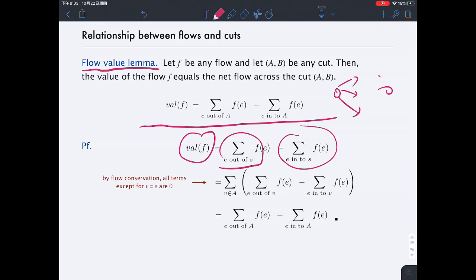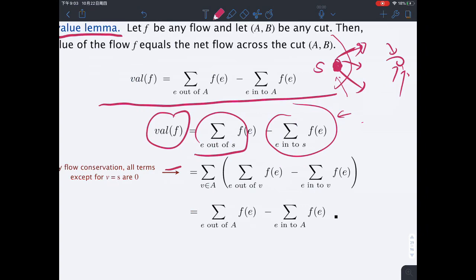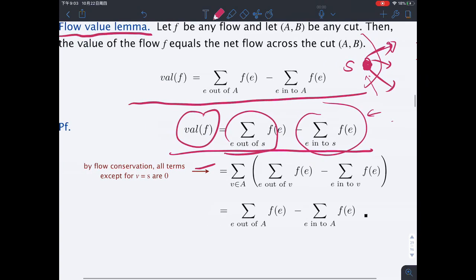We talked about that in our previous lecture. For the value of the flow, I just look at the source node and calculate the total amount of flow coming out of the source and the total amount of flow coming back to S. In the optimal solution, there shouldn't be anything coming back to S, but in order to define the value of the flow rigorously, we still need to consider this case.